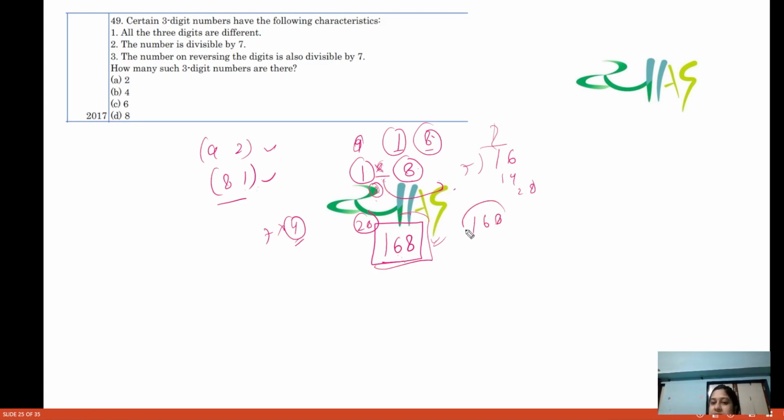So 168 is divisible by 7. Similarly, 861 is also divisible by 7. This is 14, and this is 21. Okay. So you have 168 and 861. I hope आपको पूरी कहानी समझ में आएगा, because that was really the कहानी.